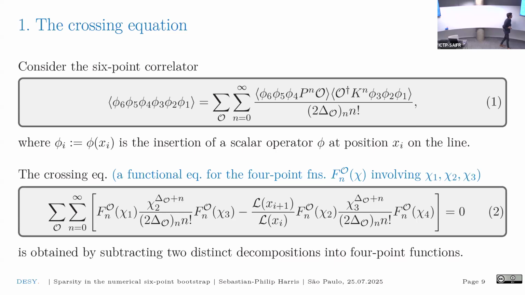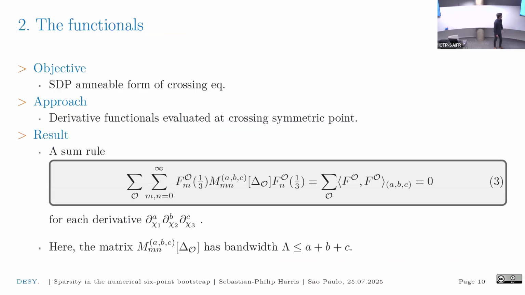But in any case, the relevant information here is some functional equation depending on these cross ratios chi. In order to do numerics, as usual, we need to get rid of this functional dependence, and we can do so by acting with functionals on the crossing equation. The functionals that I use are derivative functionals evaluated at a crossing symmetric point. And the crossing symmetric point here is chi1 equal to chi2 equal to chi3 equal to 1/3.